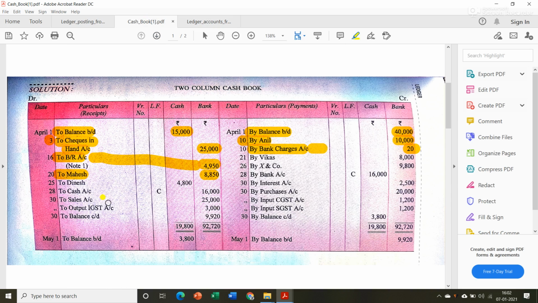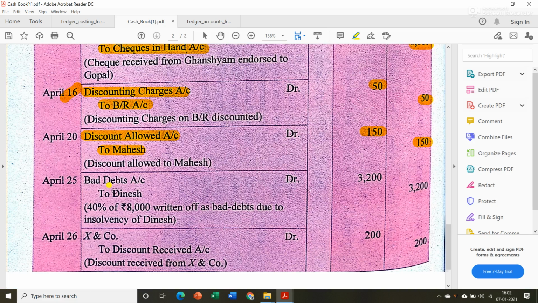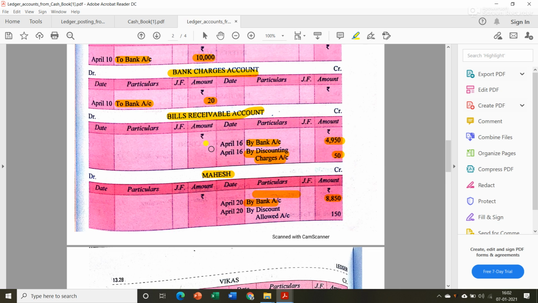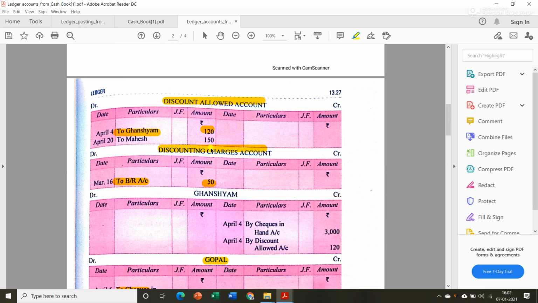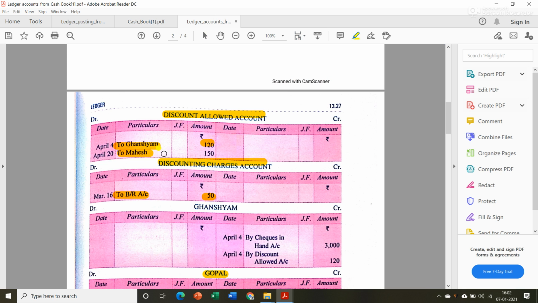Now the cash book transaction is over. Let's go to the journal for discount allowed. See, the first account is discount allowed account. Since we already have discount allowed account here, we will write to Mahesh. To Mahesh will come in here. To Mahesh rupees 150.